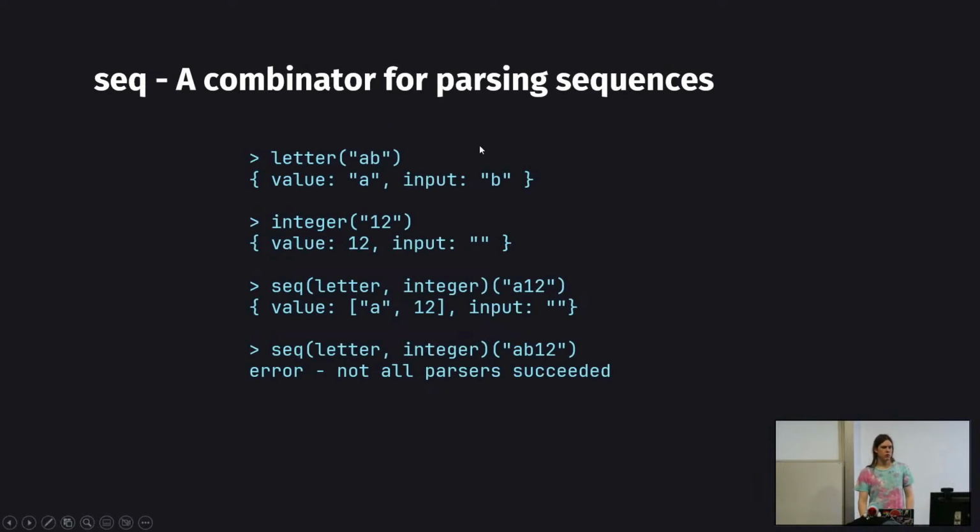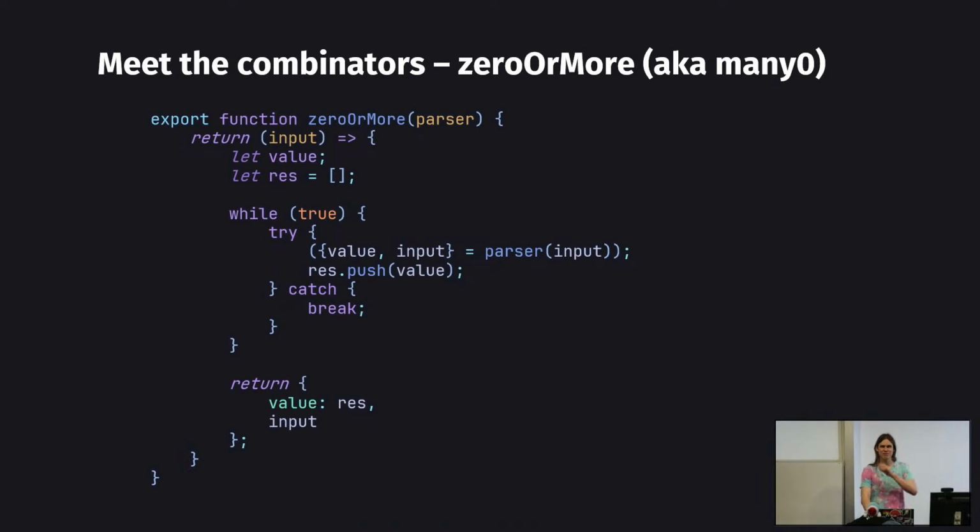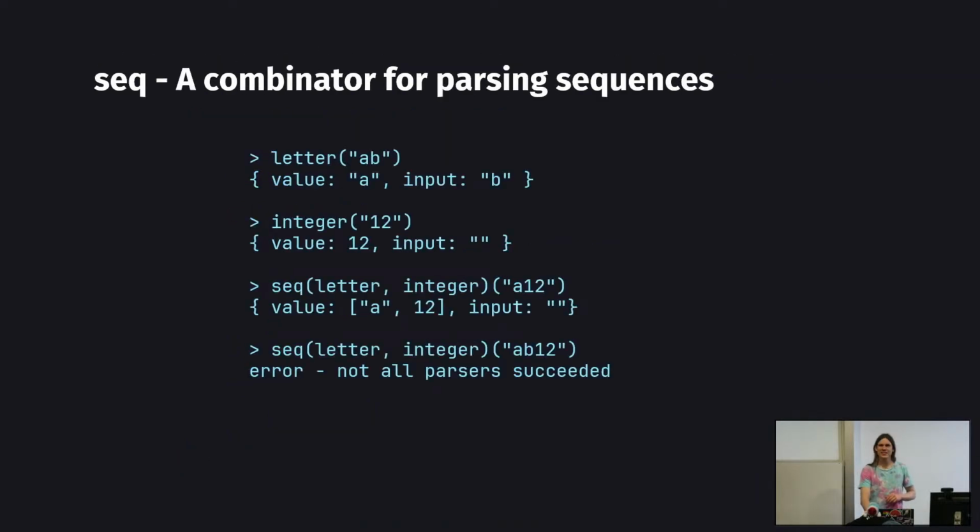Oh, hold on, no, this is a different combinator. Forget I said anything. Here's a different one. I've called it seq, for sequence. Sequence is going to take in any number of parsers, and it's just going to run them all in a row.